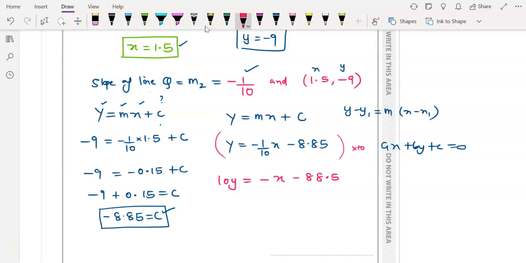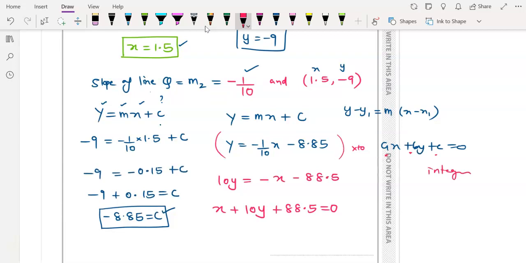So shift everything to the left. Minus x will become positive x plus 10y same. Negative 88.5 move to the left. It will become positive 88.5 equal to 0. It is in the form, but it says a, b, and c should be integers. And we have a decimal.